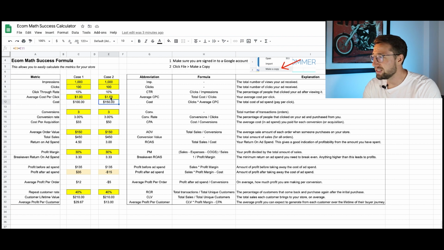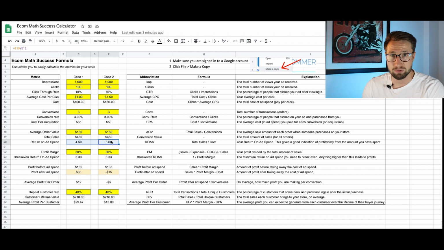So you see, increasing the bid increases the cost. You get the same amount of conversions, so the conversion rate stays the same. But then your return on ad spend decreases. So you see here, this is really, really important. You become less profitable, basically.